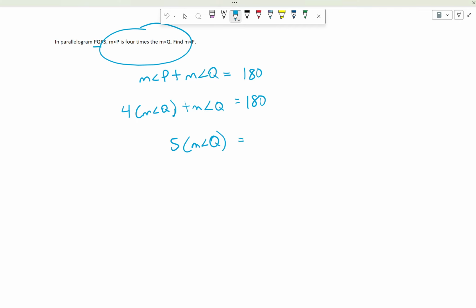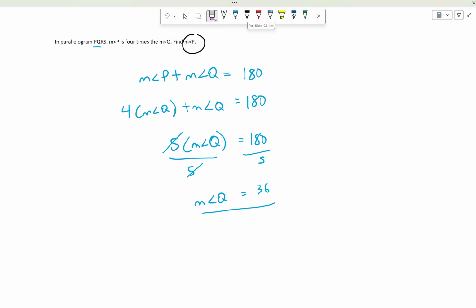And you guys could substitute it with a variable like x to do the same thing. Okay? And divide both sides by 5, so we can just get the measure of angle Q by itself. All right. The measure of angle Q, 180 divided by 5, is going to be, according to your calculator, 36. Okay? So that's cool, except that's not what it asks me. It asks me, what is the measure of angle P?